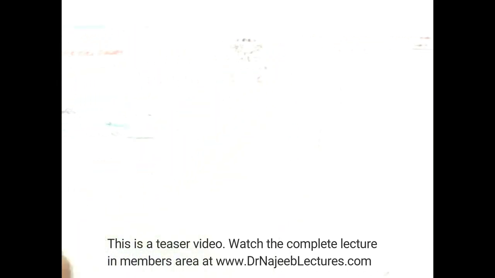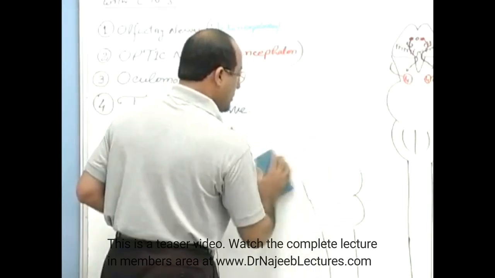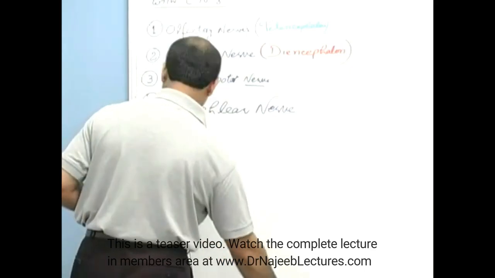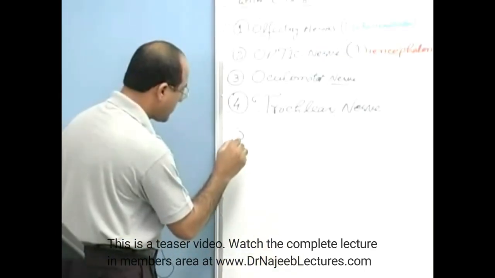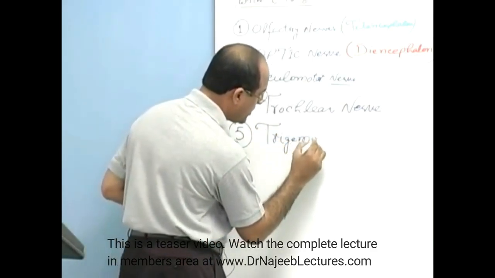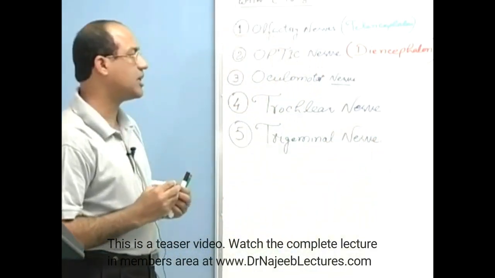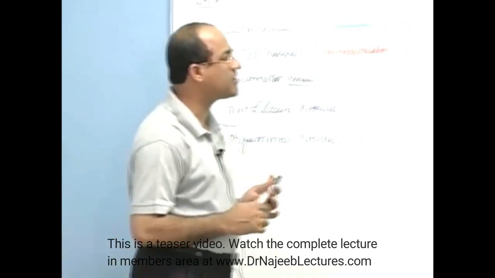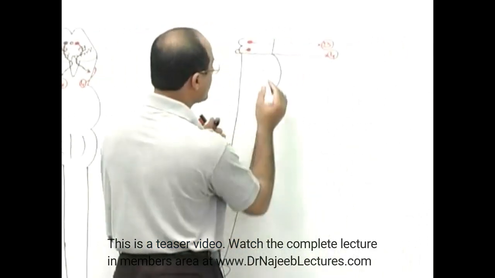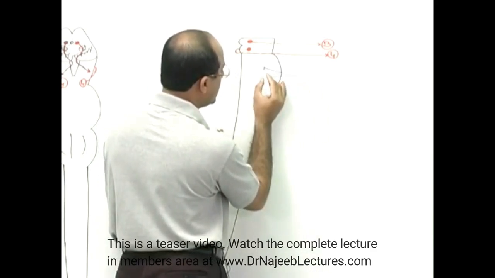There's no. Now we'll go to the next attachment, that is the fifth cranial nerve. What's the name of the fifth cranial nerve? Trigeminal nerve. Fifth cranial nerve is trigeminal nerve. Right? Exactly from which part of the brainstem does it exit? Actually, it is exiting from the anterolateral part of the midpontine region. Right?